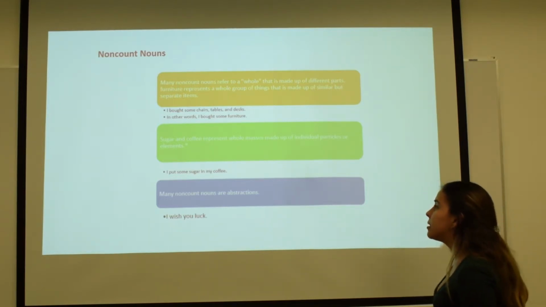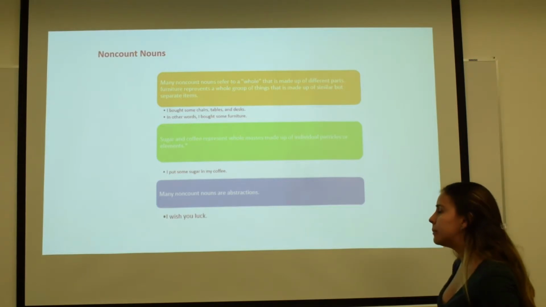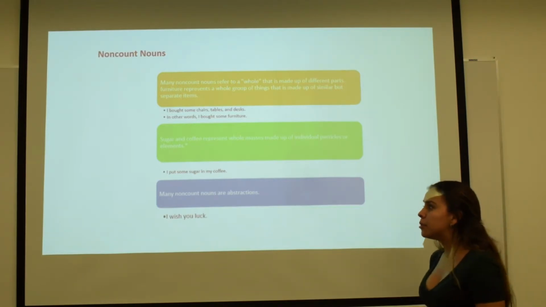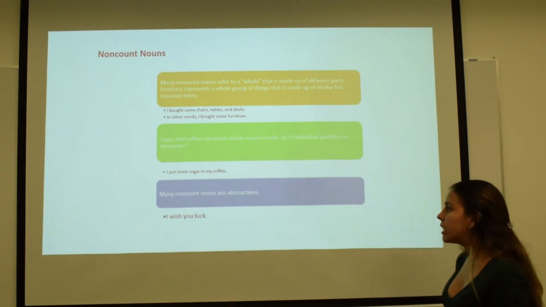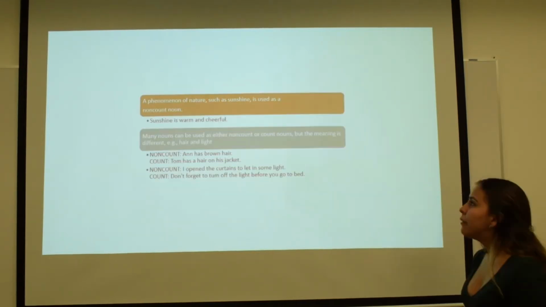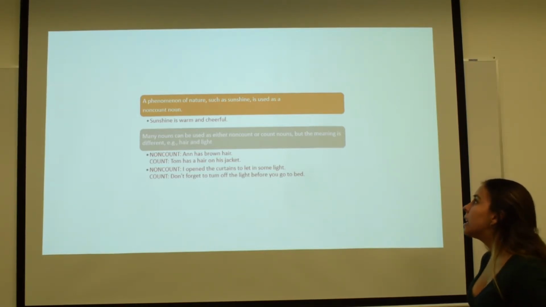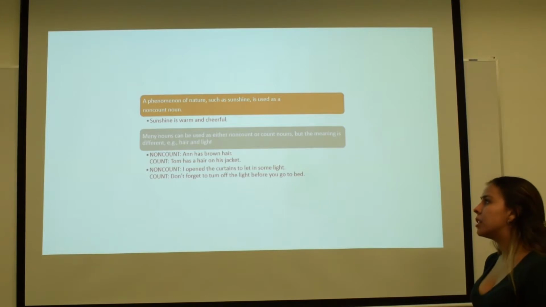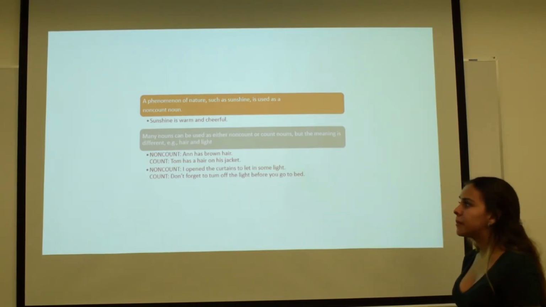Sugar and coffee represent whole masses made up of individual particles or elements. For example, I put some sugar in my coffee. Many non-count nouns are abstractions. For example, I wish you luck. A phenomenon of nature, such as sunshine, is used as a non-count noun. Sunshine is warm and cheerful.